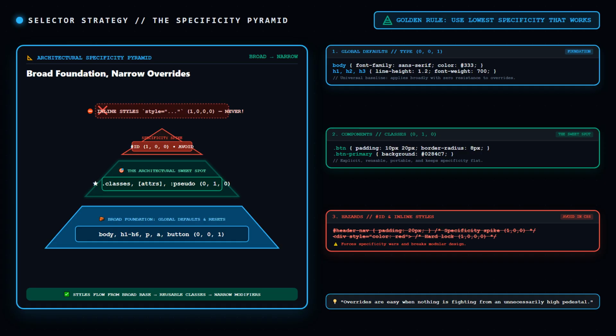Start with type selectors for your global defaults, body text, heading sizes, link colors. These are your foundation. When you need to target a specific component, reach for a class. Classes are the sweet spot, reusable, explicit, and only moderately specific. Avoid IDs for styling unless there is genuinely no other way. They create specificity spikes that are hard to override. And never, ever use inline styles for static design. This creates a natural cascade. Global styles flow into component styles, and overrides are easy because nothing is fighting from an unnecessarily high specificity pedestal.